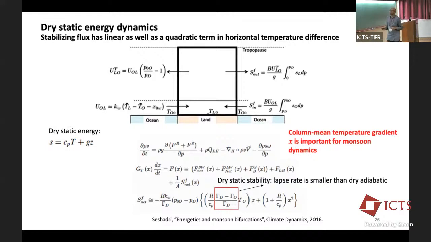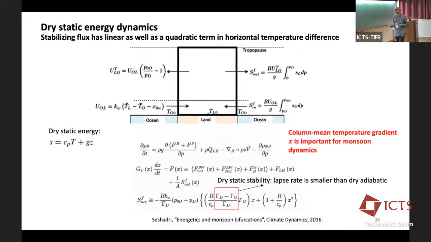And it turns out that what's true of the dry static energy is that as you go up in the atmosphere, the dry static energy increases with height. And that's because the lapse rate, the vertical gradient of temperature, is smaller than the dry adiabatic lapse rate. The dry adiabatic lapse rate is c_p over g. All right, so as you go up in the atmosphere, the lapse rate is always smaller than the dry adiabatic lapse rate, and therefore the dry static energy increases with height. And therefore, circulations which have convergence below and divergence above export dry static energy.